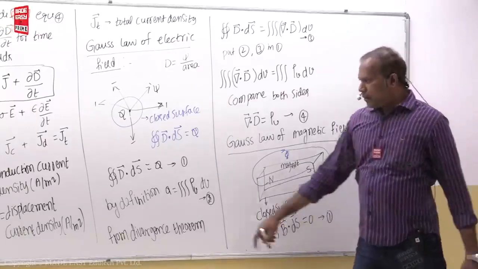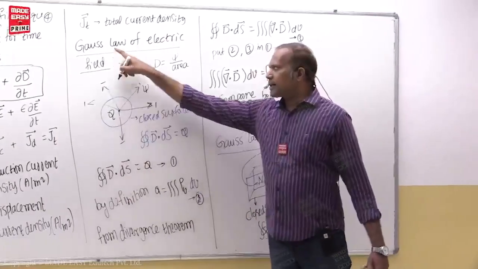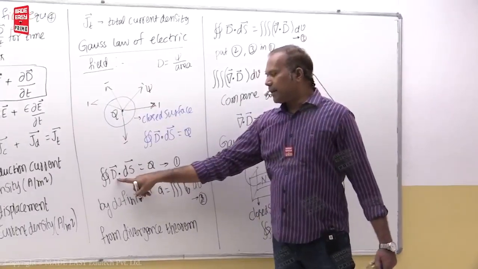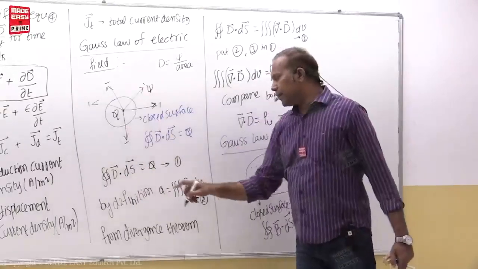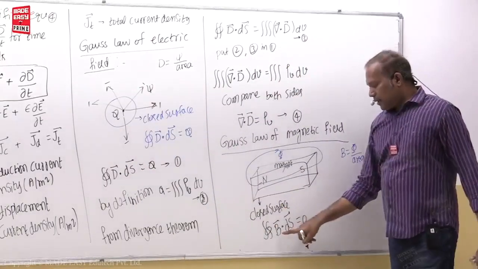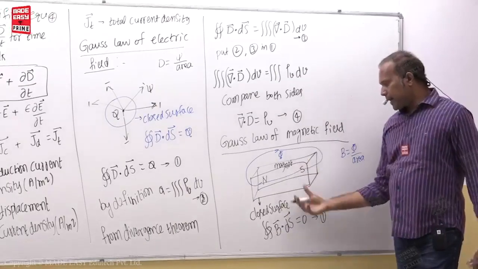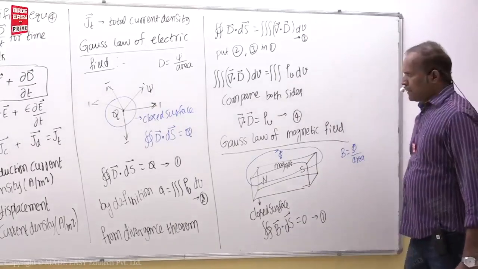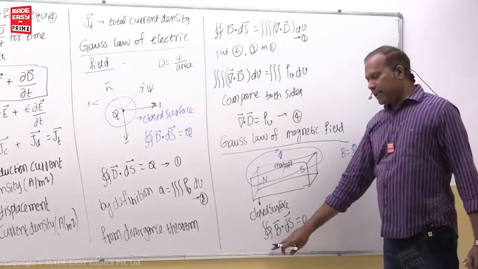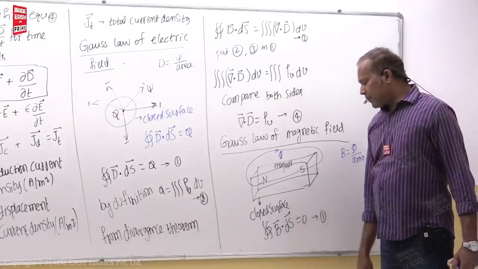So this closed surface relation is called Gauss law. You are dealing with electric quantity, so it is Gauss law of electric field. Here you are dealing with magnetic field and closed surface. It is called Gauss law of magnetic field. Okay. Here integration is there, so that is why it is called the integral form of the Maxwell equation.